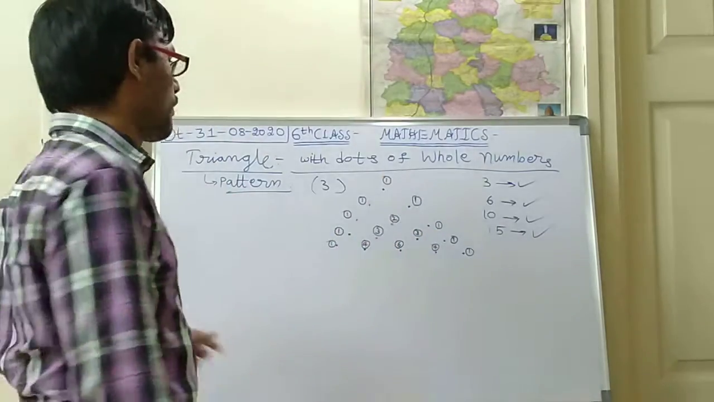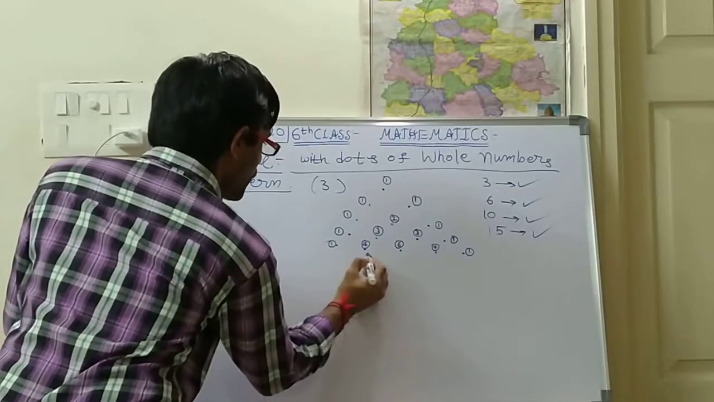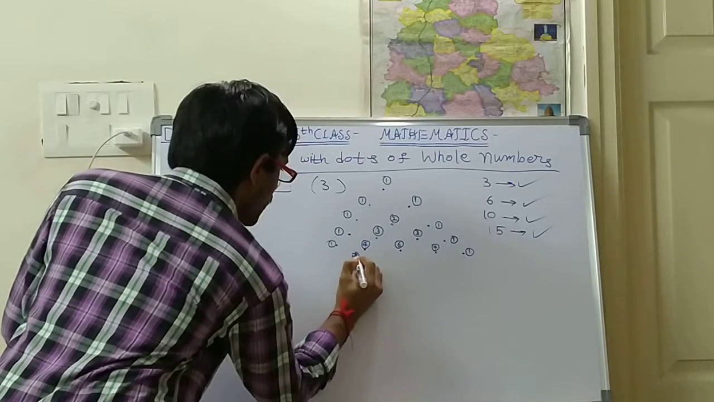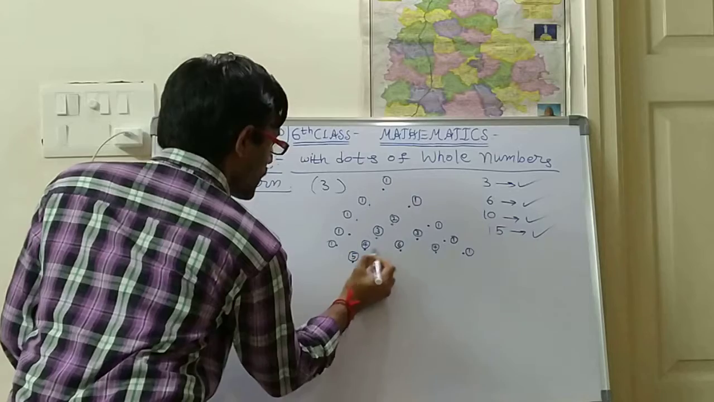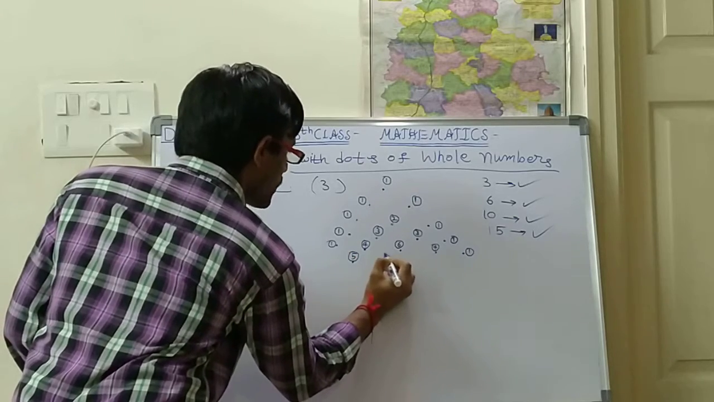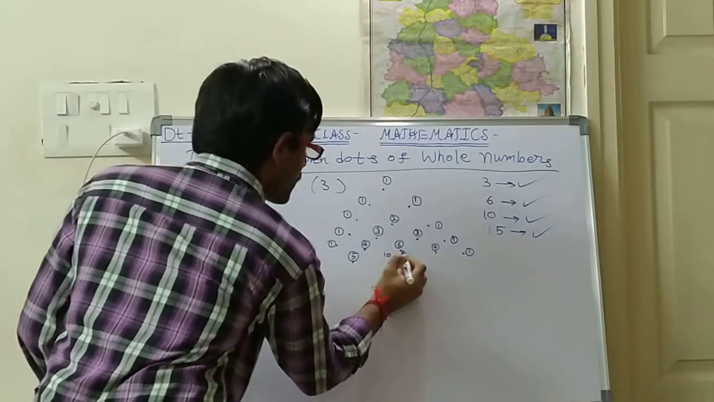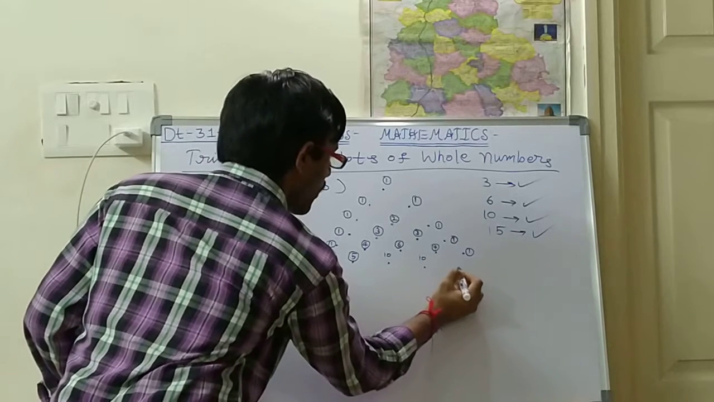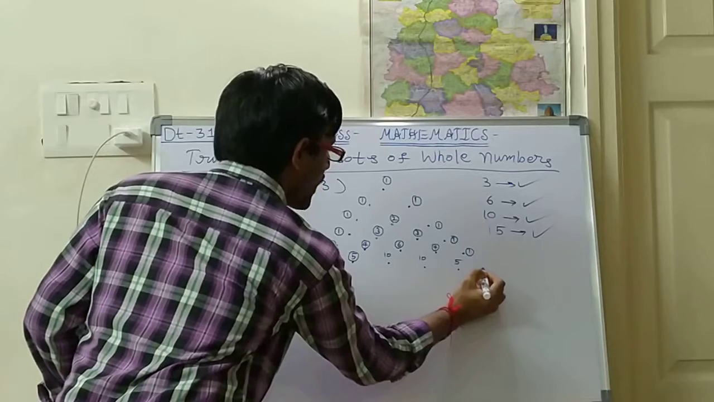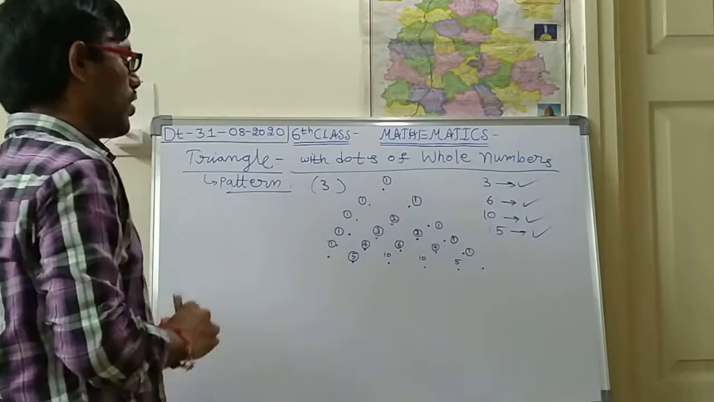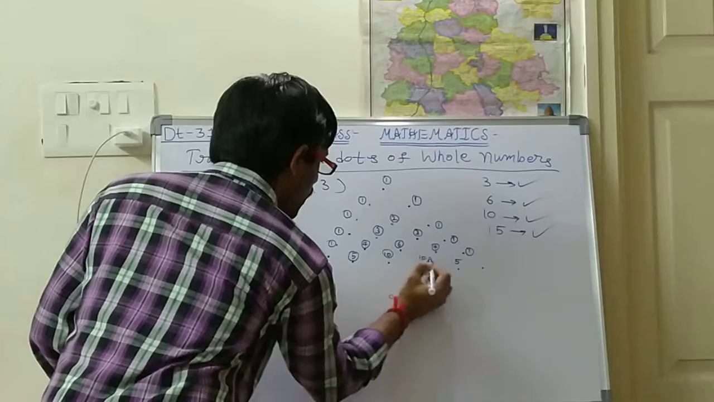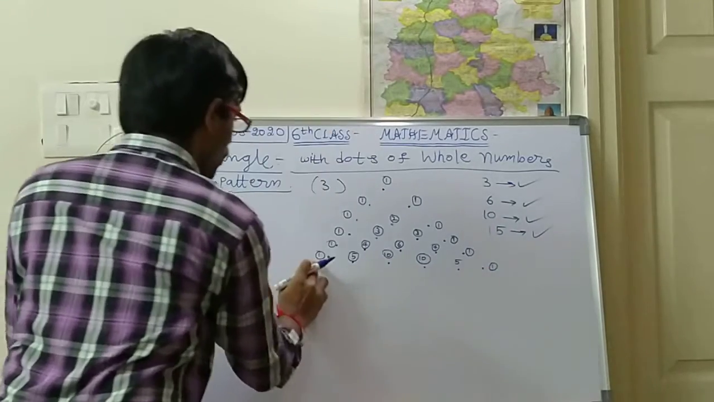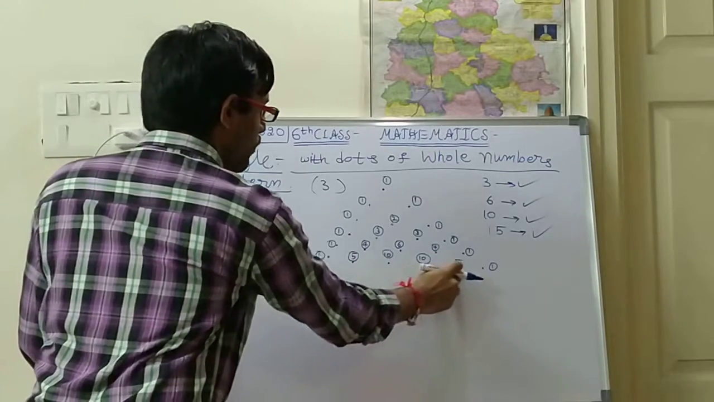Next, what is the next step? So again you add these two. 4 plus 1 is 5. Name it as 5. Next, 6 plus 4 is 10. Next, 6 plus 4 is 10. Next, 4 plus 1 is 5. And here one dot, here another dot. So here 1 and here 1. Okay, 1, 5, 10, 10, 5, 1.